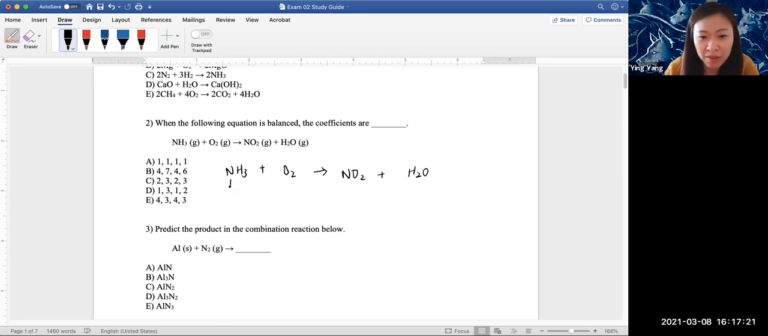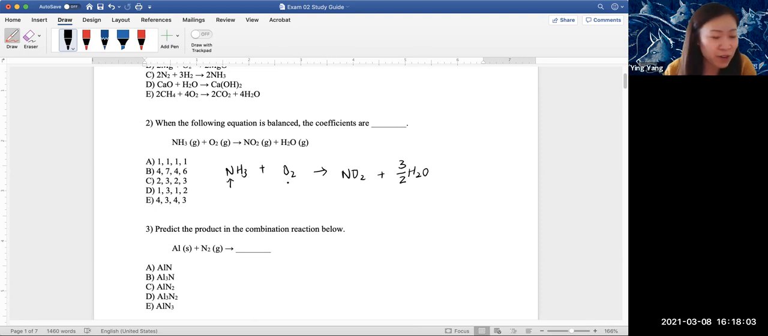So we can start with either nitrogen or hydrogen. So let's start with nitrogen. We have one nitrogen on the left and one on the right. Therefore, it's balanced. We don't need to do anything. And next, we move on to hydrogen. After we balance hydrogen, then we move on to oxygen. So for hydrogen, there are 3 on the left. And then we move to the right to the products, there are 2 hydrogens. Therefore, to balance this, we can use fractions. We put 3/2 here, and now we have 3 hydrogens on the right.